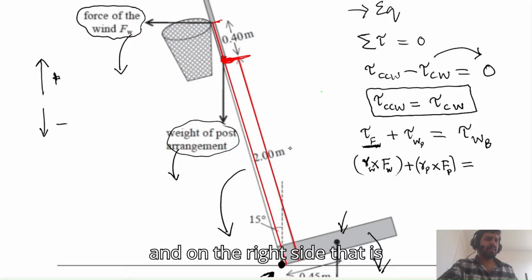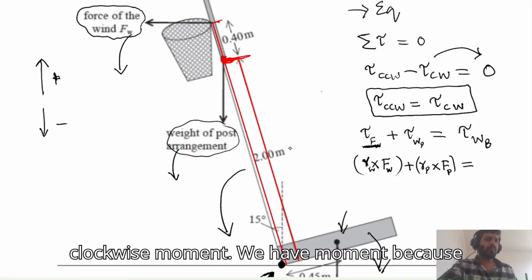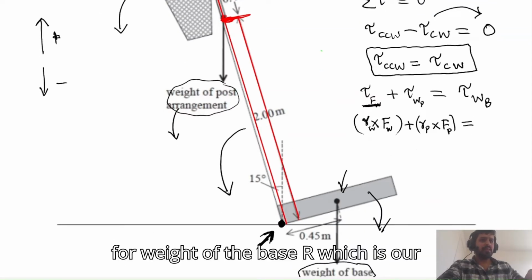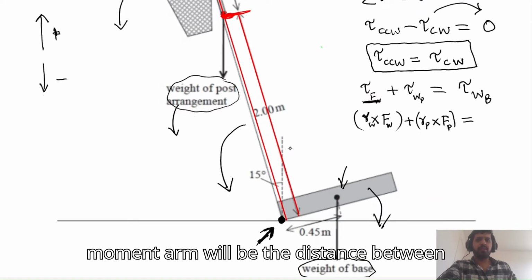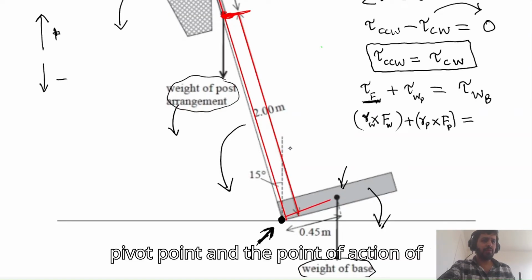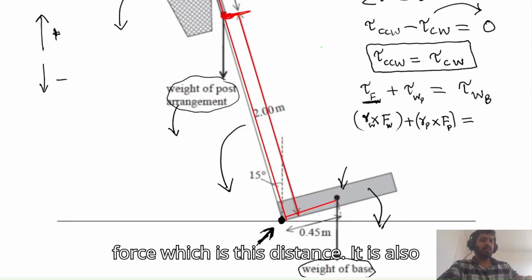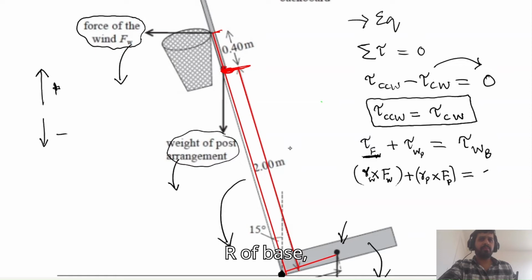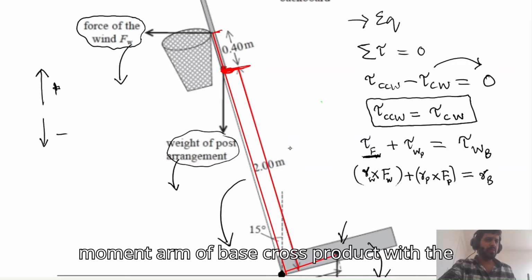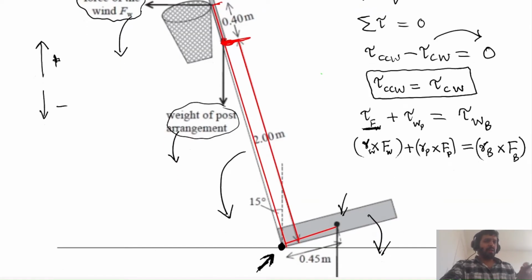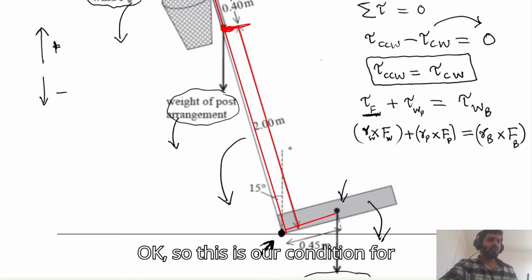and on the right side, that is clockwise moment, we have moment because of the weight of the base. And you can see for weight of the base, R, which is our moment arm, will be the distance between pivot point and the point of action of force, which is this distance. It is also given, but I will write it as R of base, moment arm of base, cross product with the force of the base acting on the base, which is just the weight of the base. Okay, so this is our condition for equilibrium.